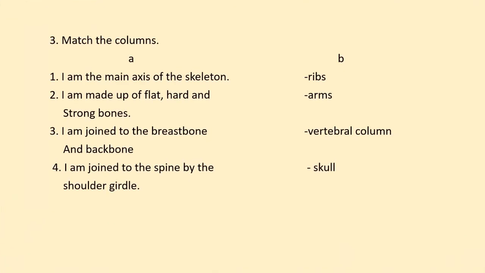I am the main axis of the skeleton. Is it ribs, arms, vertebral column or skull? Okay, it is the vertebral column. I am made of flat, hard and strong bones. Ribs, arms or skull? It cannot be ribs, it cannot be arms. Alright, it's the skull.